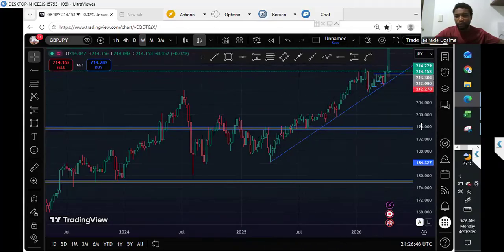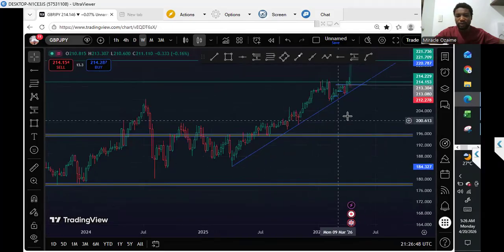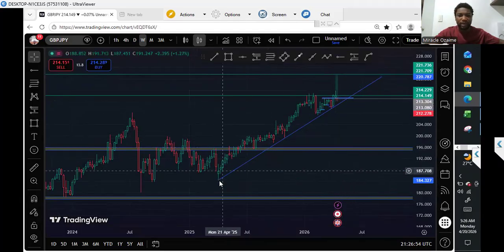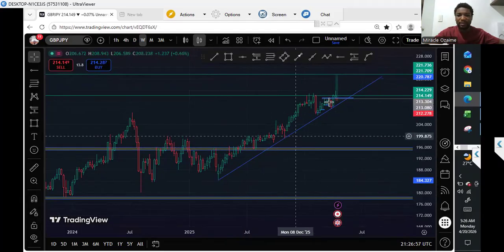So I failed to take the trade. I think I actually took a stop loss here because I failed to realize that this is actually the third touch of the trend line.